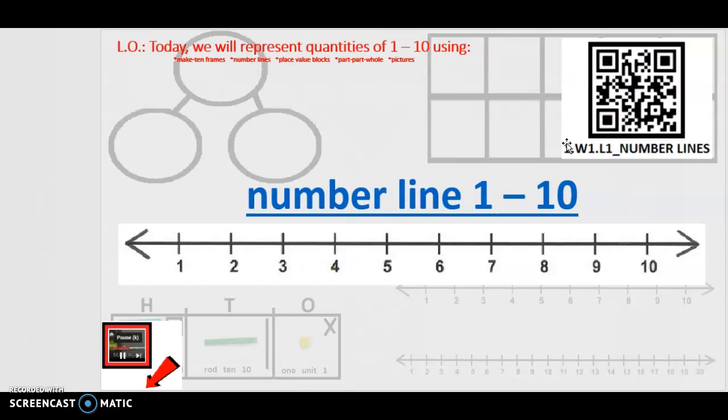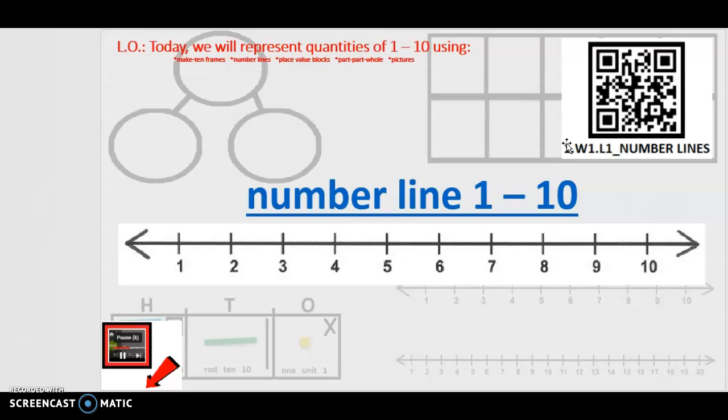Alright, so we're learning and representing quantities 1 to 10, but before we jump into that, let's make sure we all have a really strong understanding of number lines. Parents, in the top left or top right, you'll see the QR code. If you need additional help, visit that. And students, if you need additional help or need to slow down, pause the video.